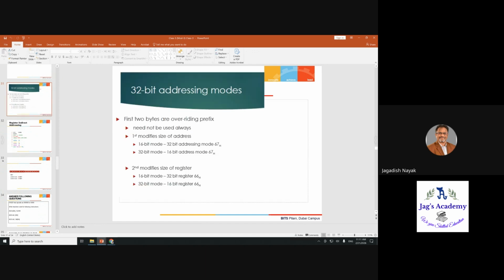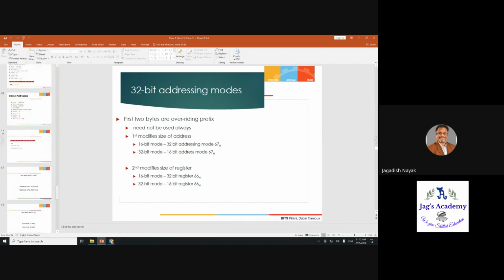I told you about the overriding, right? For 16-bit mode operation with 32-bit addressing mode, you have to put 67 for the address size override. For 32-bit mode operation with 16-bit address, you also have to put 67. 67 is for address size override, 66 for register size override. In the question it will be given to you: assume 16-bit mode of operation, or assume 32-bit mode of operation. Accordingly, you should put it.